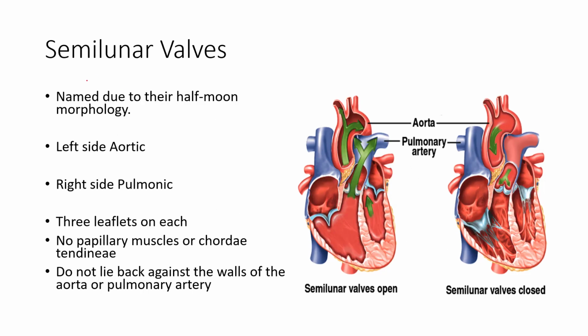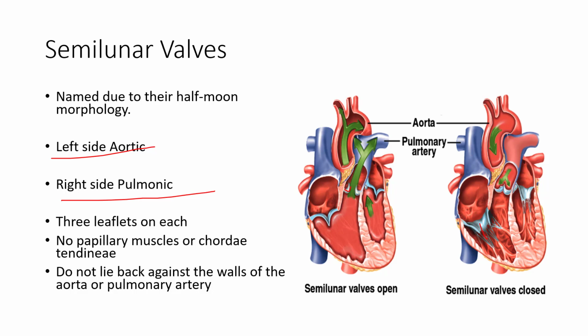And our semilunar valves, again, named due to their half moon morphology. They kind of look like a half moon. Left side's aortic, right side's pulmonic. 3 leaflets on each. They don't have the papillary muscles or chordae tendineae, and they don't really lie back against the walls like our AV valves. So when they're open, they're kind of flush against the ventricles. These close in this fashion, almost like they form back into each other.